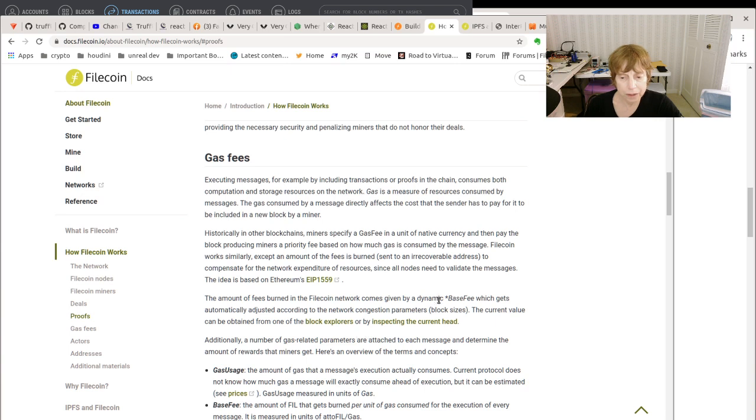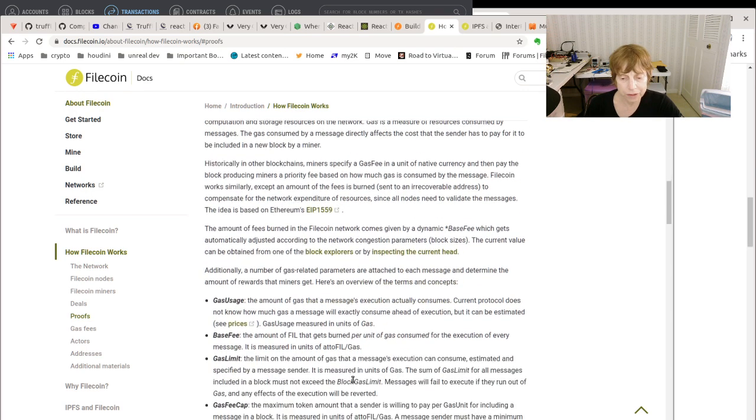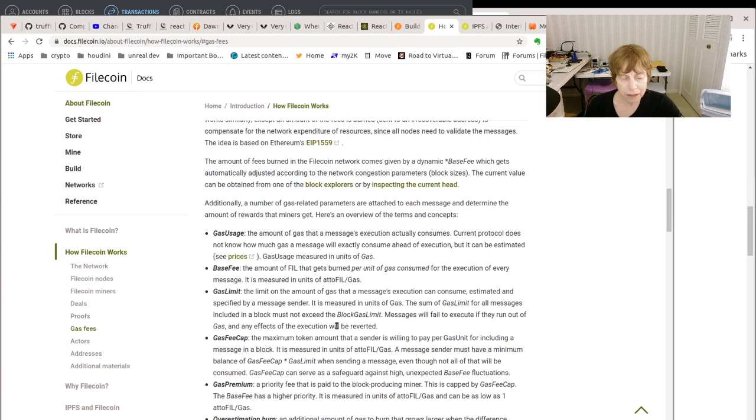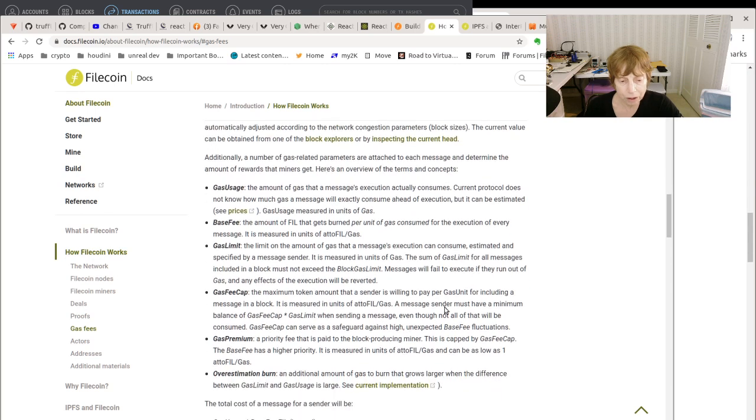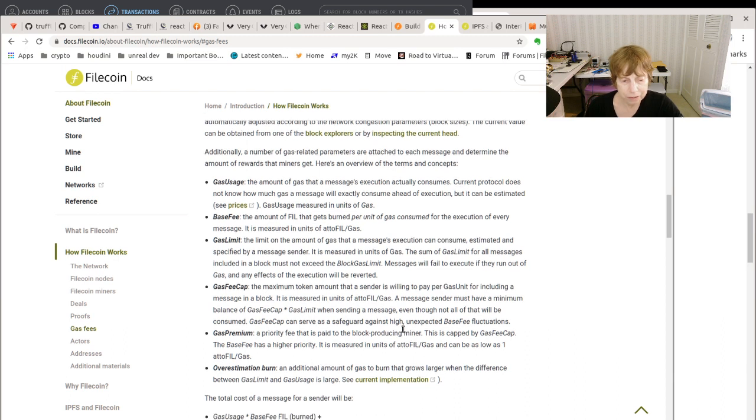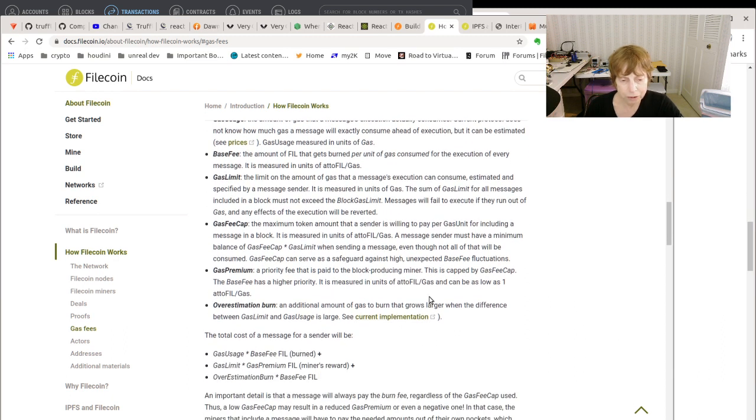Comes in a dynamic base fee, and you can always find that out. Gas usage and the base fee. You can have a cap, the maximum you're willing to pay, and a limit on the amount of gas message execution could consume. A premium if you need priority. So this is capped by the gas fee cap, and the base fee has a priority.